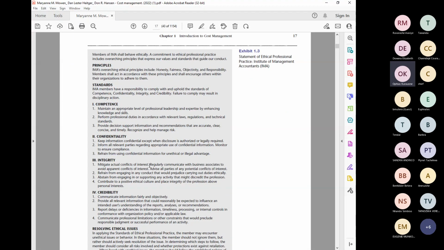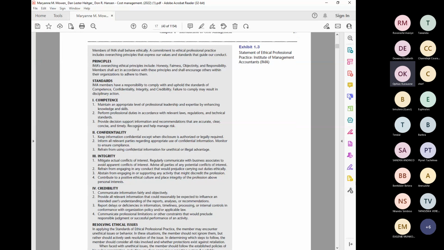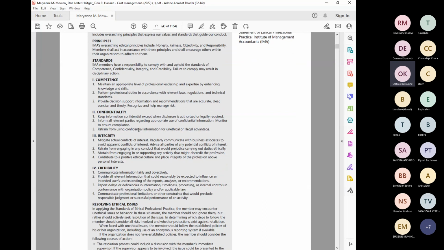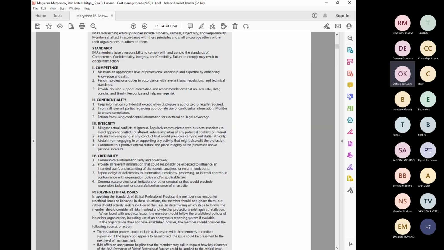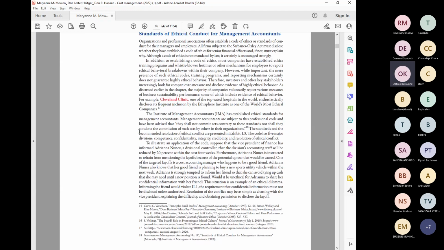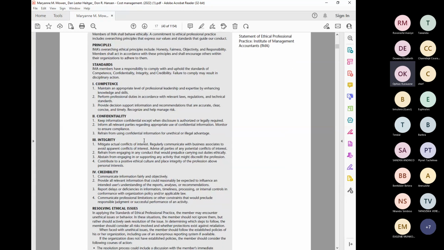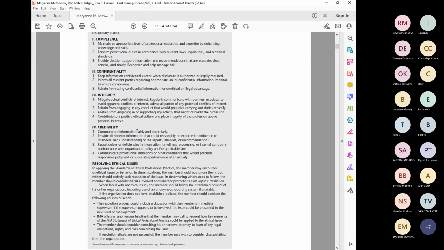Then you can read the ethical profession, Institute of Management: competence, confidentiality, integrity, credibility. Those are some of these ethical standards. The accountant should have high integrity. A competent person. The credibility of that person is very important.